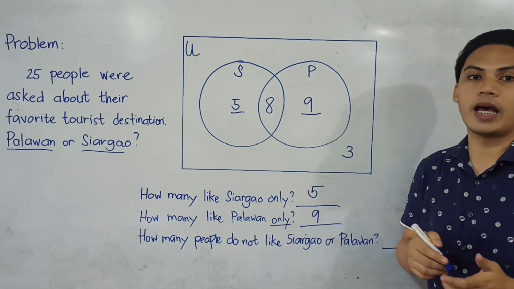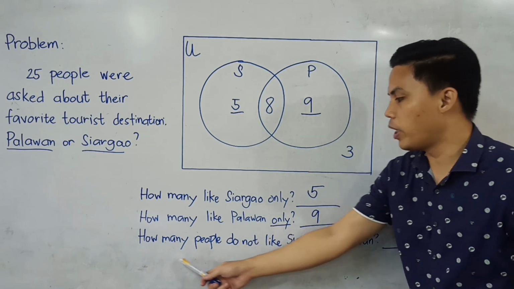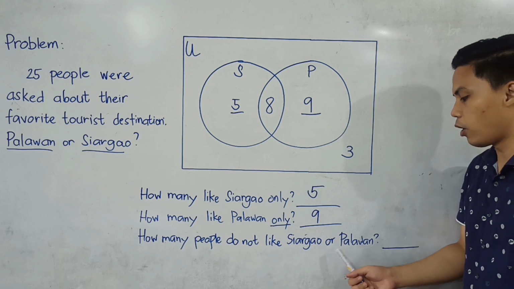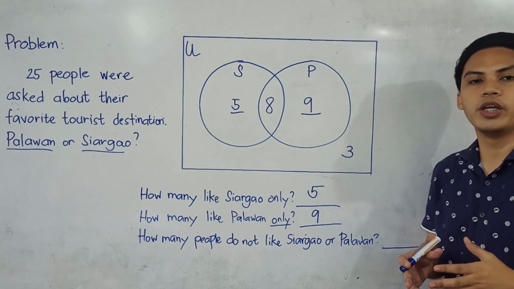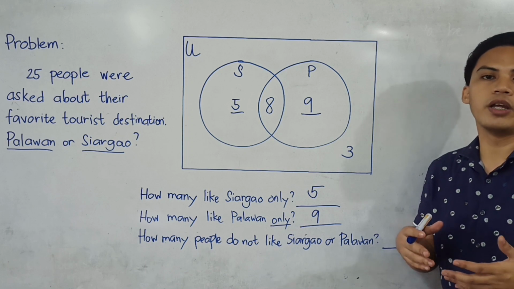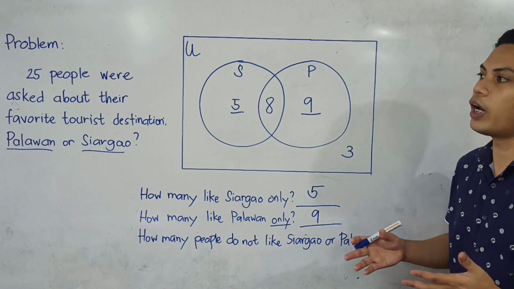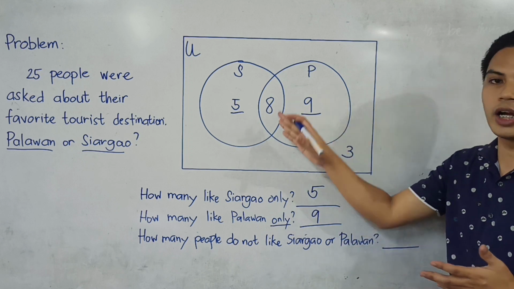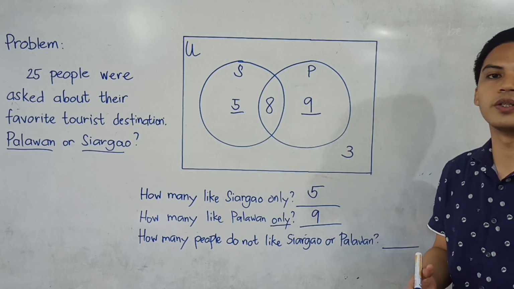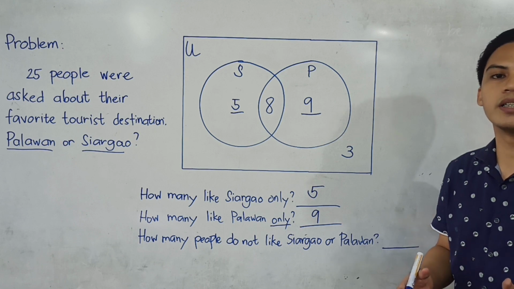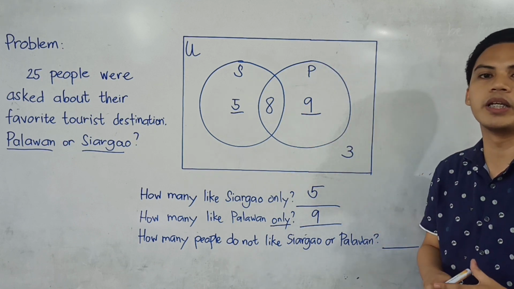Now, how about the last question? How many people do not like Siargao or Palawan? Okay, if we're going to interpret the question, ang gusto niyang malaman is ilan sa mga na-survey ang hindi niya gusto yung Siargao, at the same time, hindi rin niya gusto yung Palawan as a tourist destination. Okay, saan ba natin siya makikita? Saang region ng Venn diagram natin?